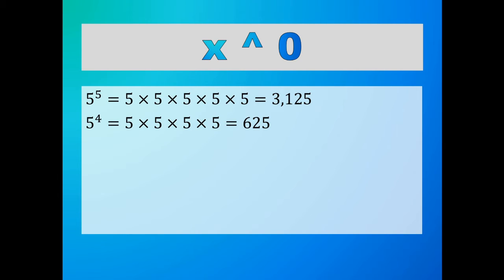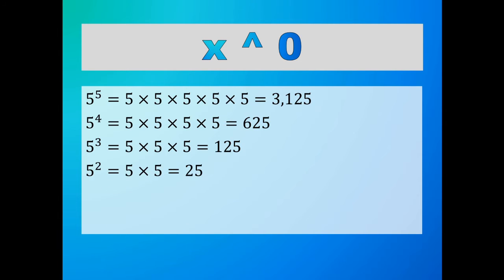5 to the 4th power has 4 5's being multiplied together, and that is 5 times 5 times 5 times 5, 625. 5 cubed is 5 times 5 times 5. We have 3 5's being multiplied together, and that is 125. 5 squared is 5 times 5. We have 2 5's being multiplied together, and that is 25. 5 to the first, we had 1 5, and that is 5.